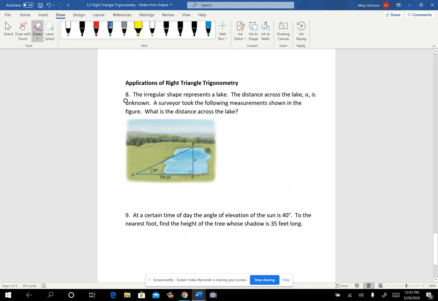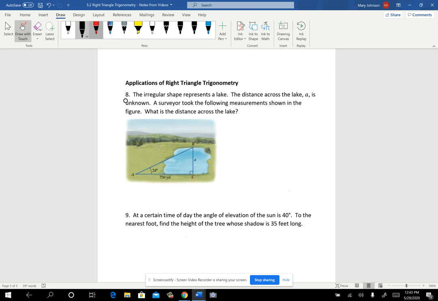All right, in this last video, we're going to look at a couple of applications of right triangle trig. It's used sometimes when you're trying to determine the length of something that you can't measure directly. Like in the first problem, we're looking at trying to get the distance across a lake. And in the second problem, we're trying to determine what the height of a tree would be, okay?